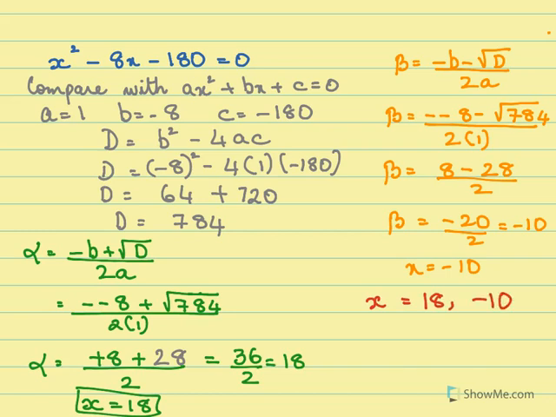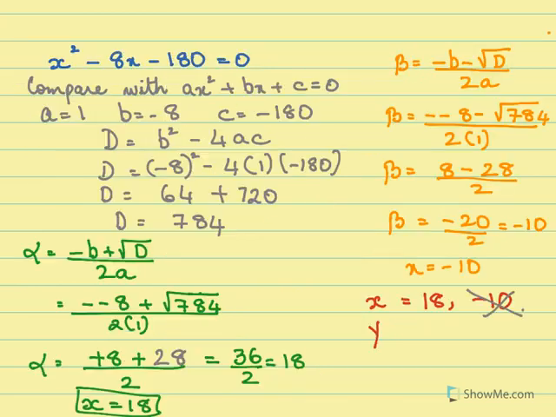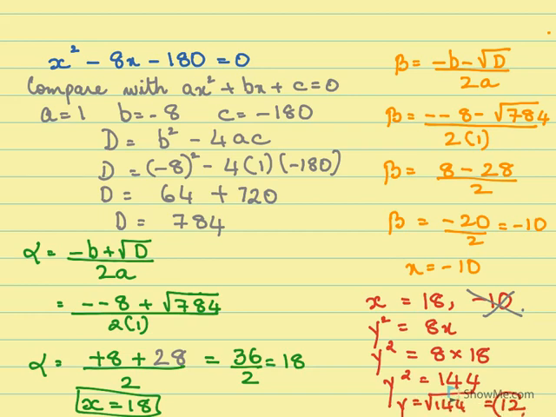Now my numbers are positive, so I'm going to ignore this and take x as only 18. If you go back and see, we had taken a y. This is going to help us get y: y square equal to 8x. So y square equal to 8 into 18, so y square equal to 144. So y is the square root of 144, and that is 12. So these are our numbers, 12 and 18.